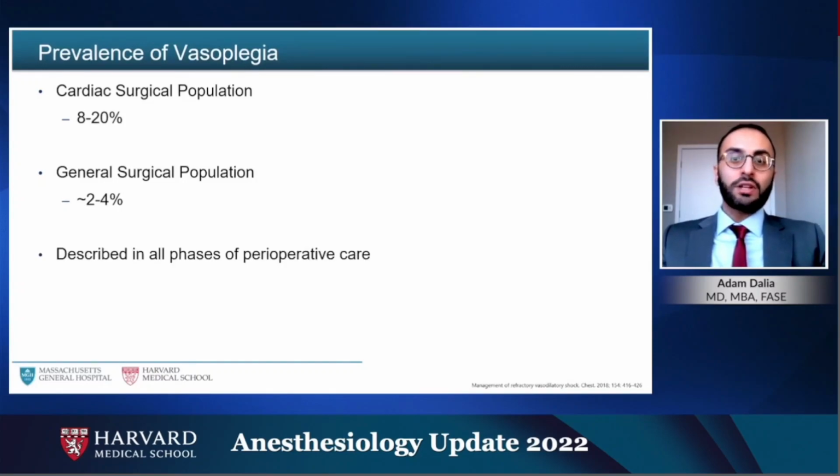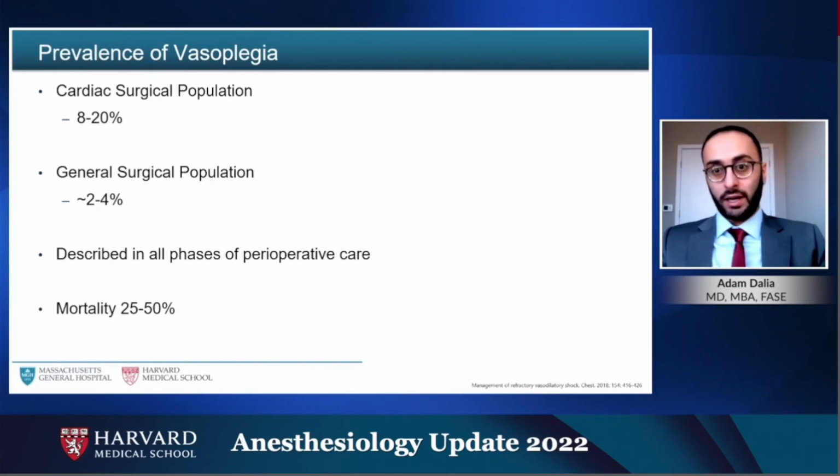It's been described in all phases of perioperative care, pre-op, intra-op, and post-op. And the mortality, unfortunately, is very high, 25 to 50%. In more specific subsets of patients and cardiac surgical patients, the mortality is greater than 25%, maybe closer to the 50%, while in the general surgical population, it's closer to that 25%. High rates of renal failure, prolonged hospital stay, and even death with vasoplegia, unfortunately, is common.